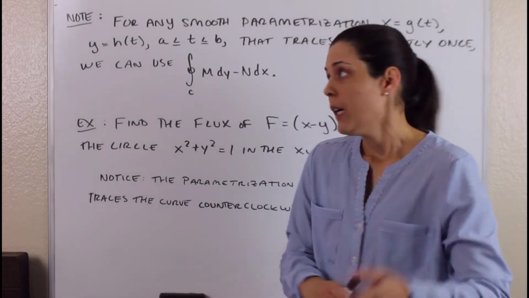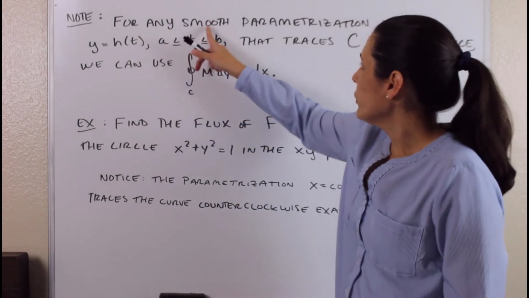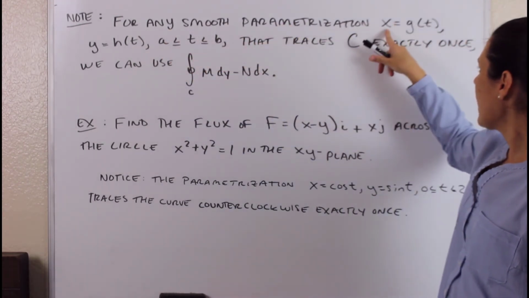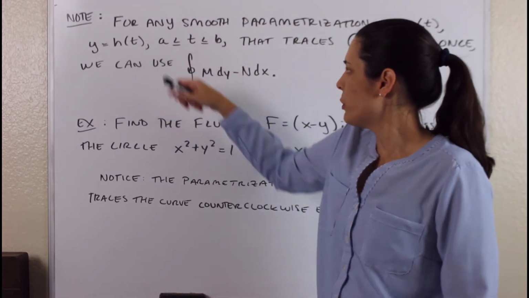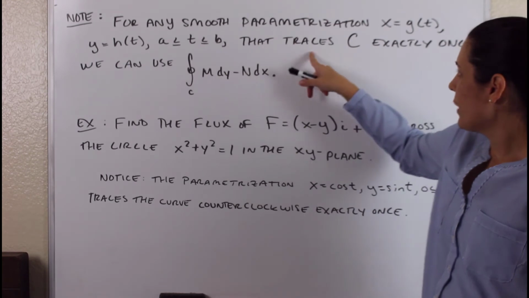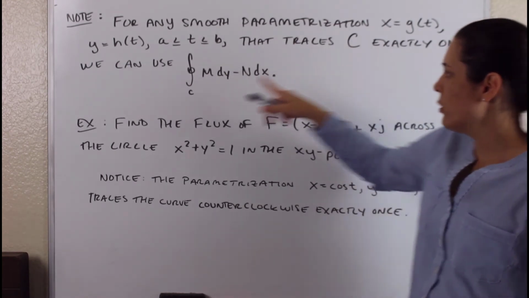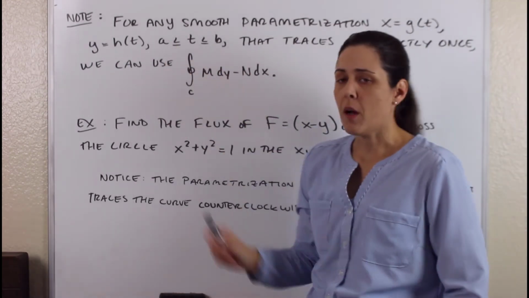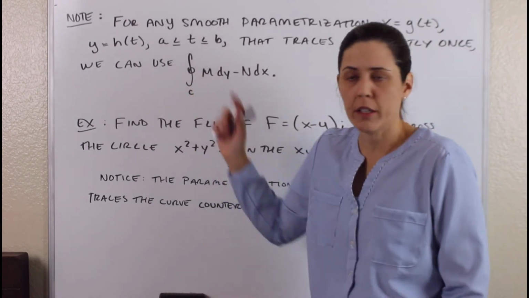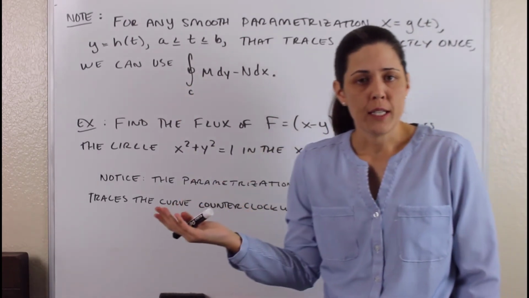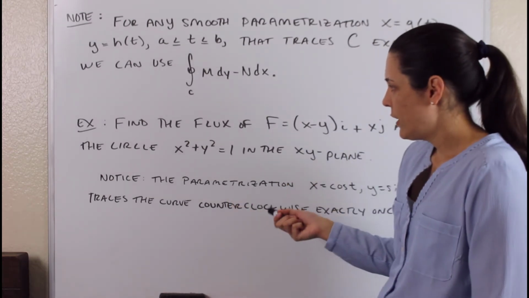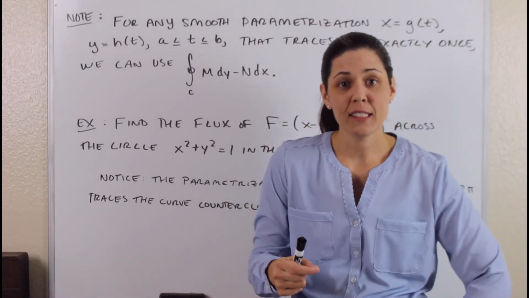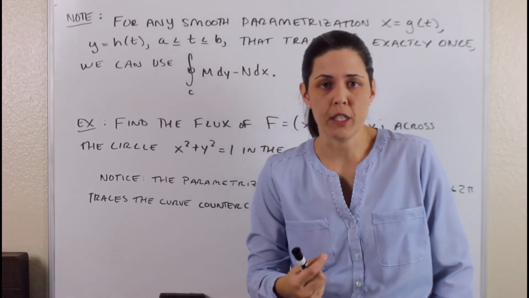Okay, so a quick note, for any smooth parameterization where x is g of t, y is h of t, and t is between a and b, that traces our curve C exactly once, we can use this form of our integral. So we're going to be able to do that now. So let's try out an example, and what I want you to notice is that everything's pretty much just like our last example. We're just calculating something different now.